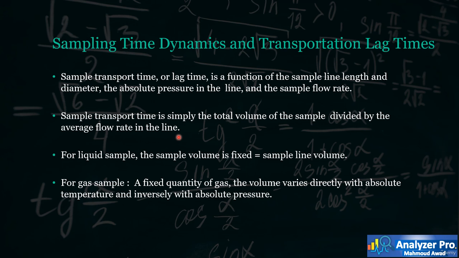the sample line. For liquid sample, the sample volume is fixed and is the same as the volume of the sample line that transports the sample. For gas sample, a fixed quantity of gas, the volume varies directly with absolute temperature and inversely with absolute pressure.